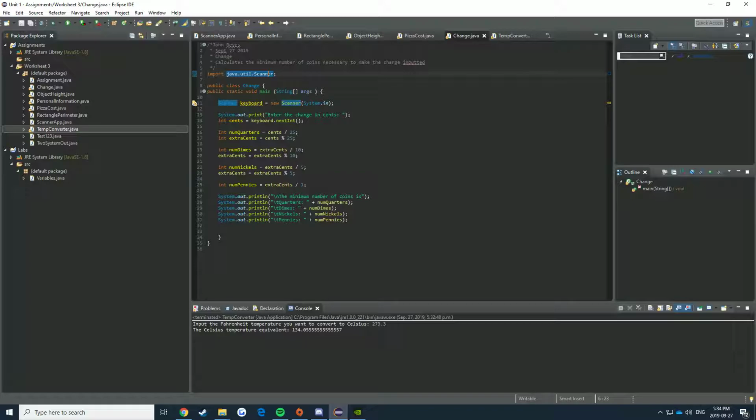So now the goal is to calculate the minimum number of coins necessary to make the change inputted, whatever the user inputs. To make it the minimum number, you have to find out how many cents can be converted into the biggest coin value, and then you slowly work your way down until pennies, since pennies are just 1 cent. If you had 212 pennies compared to like 8 quarters and 12 pennies, that would be way less.